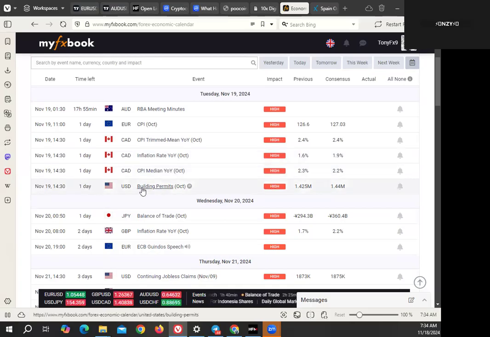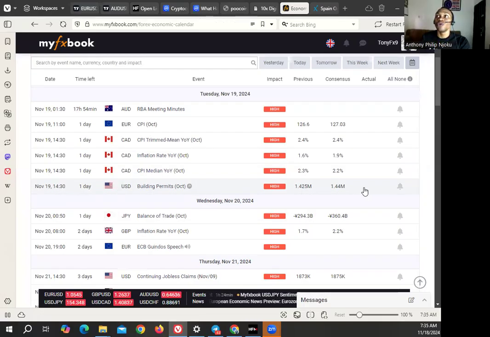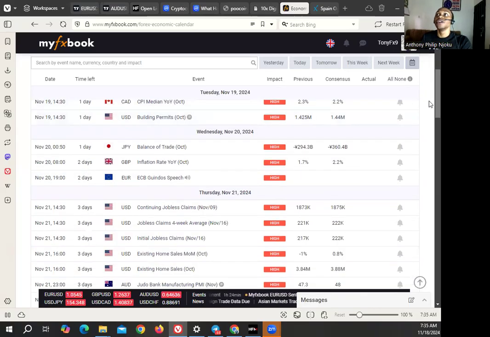That's just it. Then building permits for the US has to do with the building permits that real estate developers and construction companies have gotten from the government. If there are high building permits, that means more buildings are being developed in the US, and it's going to grow the housing market. So 1.44 million, which is higher than 1.425 million. If you see by 2:30 p.m. tomorrow a higher figure than 1.44, then good, we can expect our dollar to be very strong, but weak if the inverse is the case. Then on Wednesday, we have the balance of trade for Japan, which has to do with total imports minus total exports.